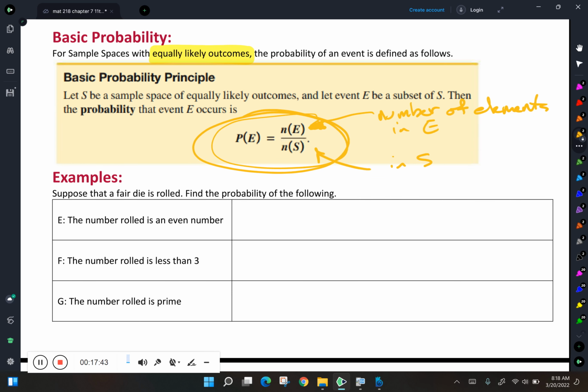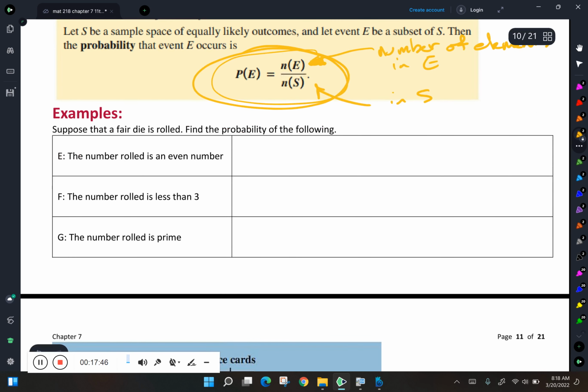Okay. So here are what the problems are going to look like. Suppose that a fair die is rolled. Find the probability of the following. Okay, so my experiment is to roll a fair die. Now it doesn't say what kind of die, so I just know that means a 6-sided die. That means that my sample space is going to be 1, 2, 3, 4, 5, 6. Right? I want to find the probability that the event E happens where E is rolling an even number. So E is going to be the event roll an even number. That's going to be the 2, the 4, and the 6.